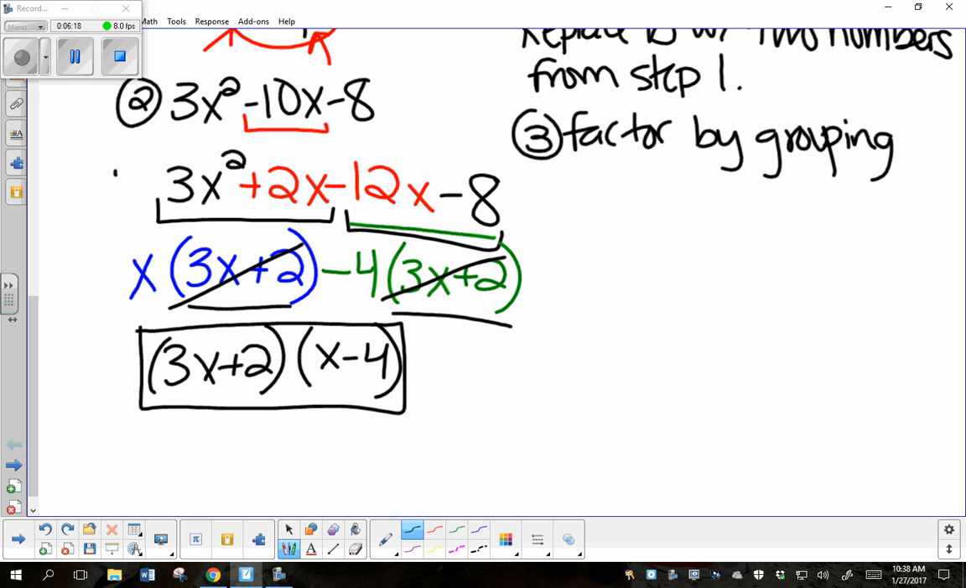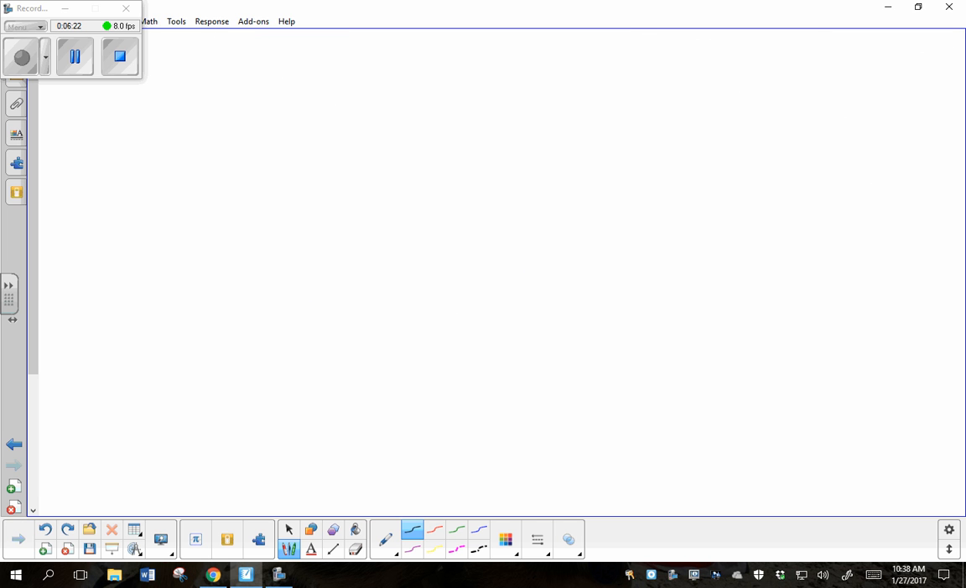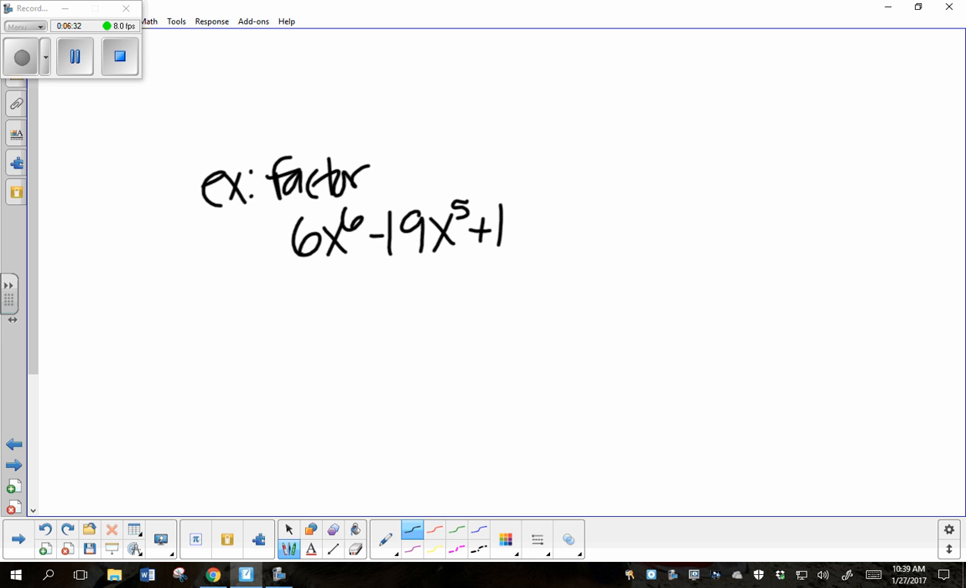All right, so let's try another example. It's going to require an extra step. So I'm going to factor this polynomial, 6x to the 6th minus 19x to the 5th plus 10x to the 4th. Ooh, so this one looks really scary. Look at those big powers of x.